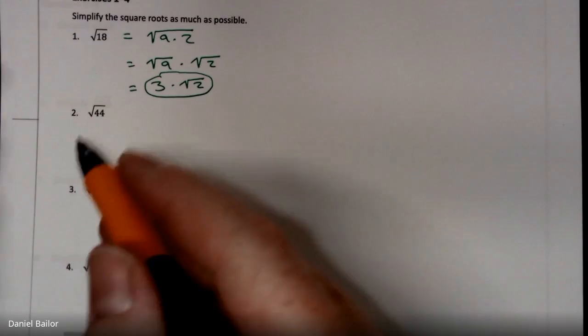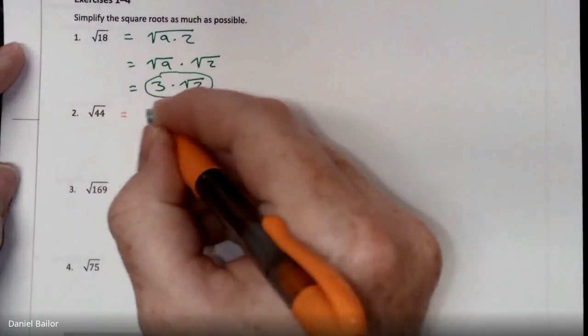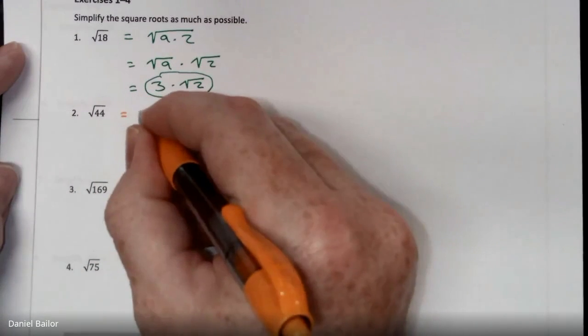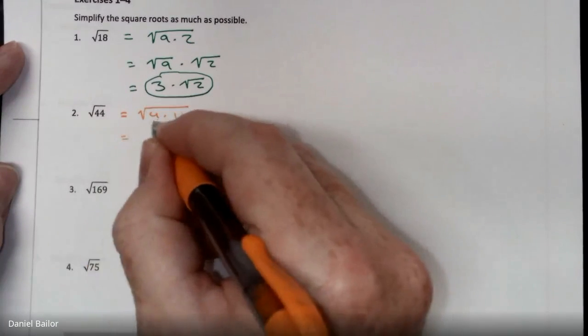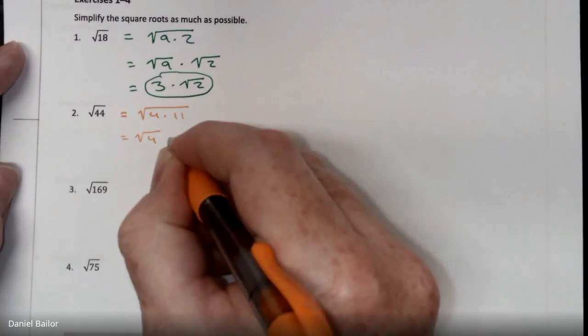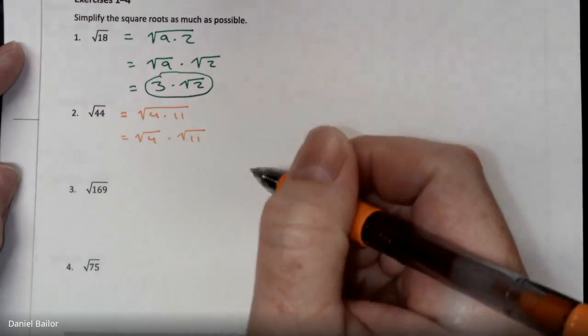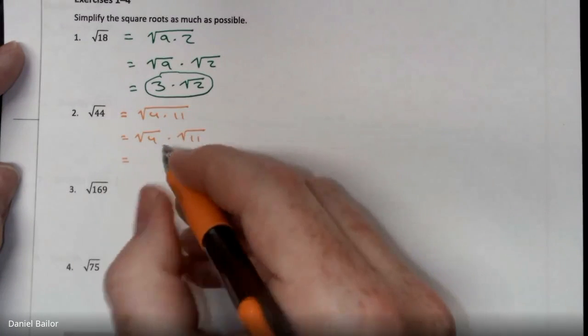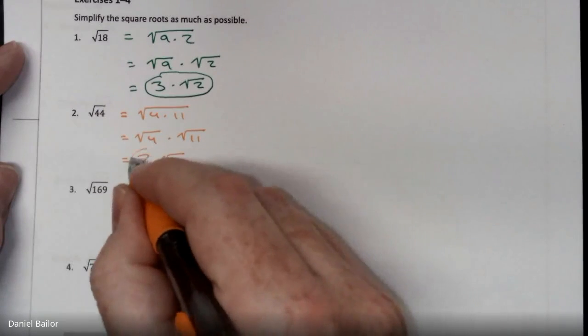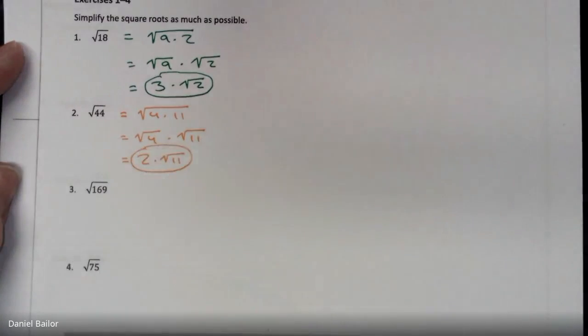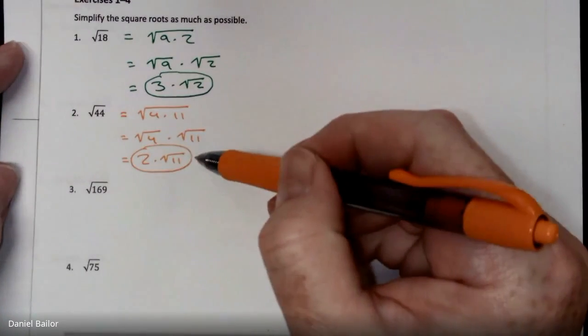I can do the same thing with 44. For 44, I think of 4 times 11, because I know 4 is a perfect square, and I know 11 is prime. So the square root of 4 is 2, and the square root of 11 just stays that, because that cannot be simplified anymore. That is simplified as much as possible.